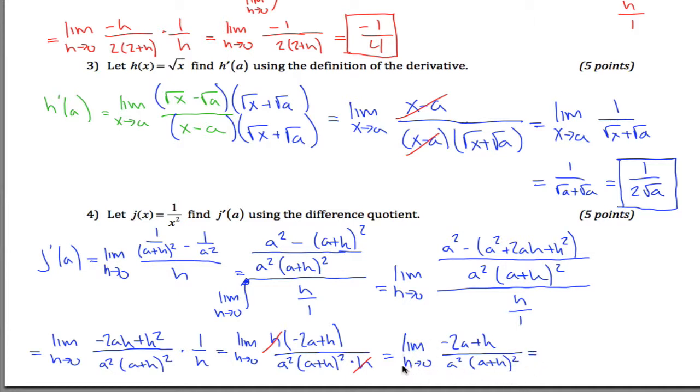And I can evaluate this limit. I can change all the h's into zeros. If I do, on the top I'm just left with negative 2a. And on the bottom I got a squared times a plus 0, which is just a, squared. So I got a squared times a squared. I got a to the 4th power. In other words, I got negative 2 over a cubed. That right there is my derivative of this function, and that is the end of this quiz.